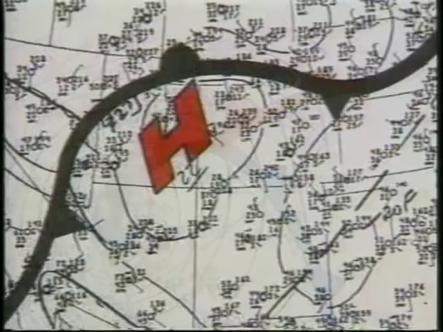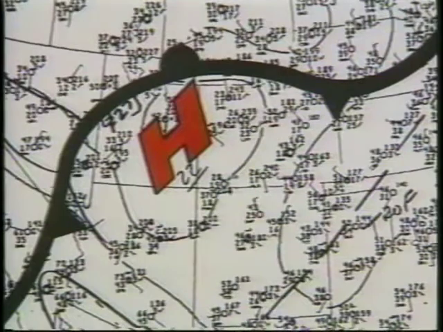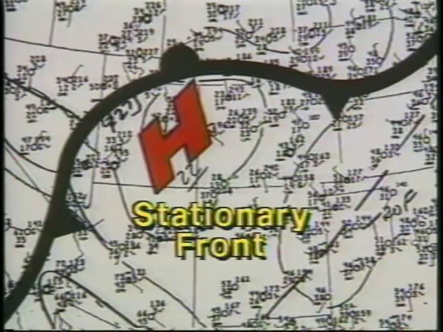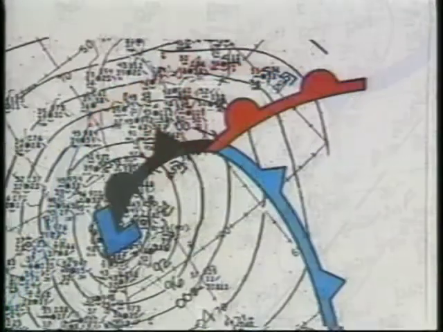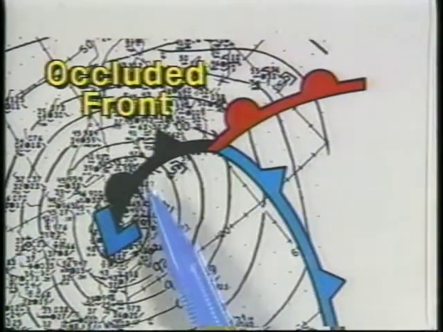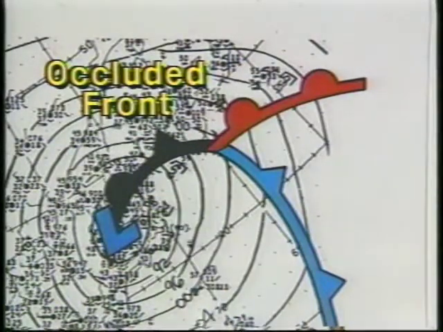A combination of half circles and barbs on opposite sides of the lines is used for a stationary front. The line is usually colored with alternating red and blue segments. A line depicting an occluded front has both symbols on the same side and is usually colored purple.